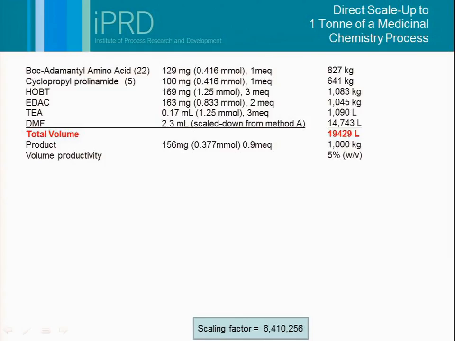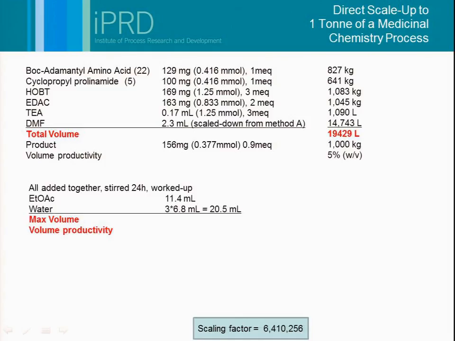Well, of course, that doesn't consider the workup. So we have to take this product and we have to separate the product and wash things out. So in the workup, we use some ethyl acetate, and we use a water wash with 3 6.8 ml volumes. And the total of that's 20.5 mils. Now, if we scale that up, now we need 73,000 litres of ethyl acetate and 3 times 43,000 litres of water. And now it's 116,000 litres. Our productivity's dropped to 0.86%. So you think, well, that's pretty bad. You know, we need to do something about that.